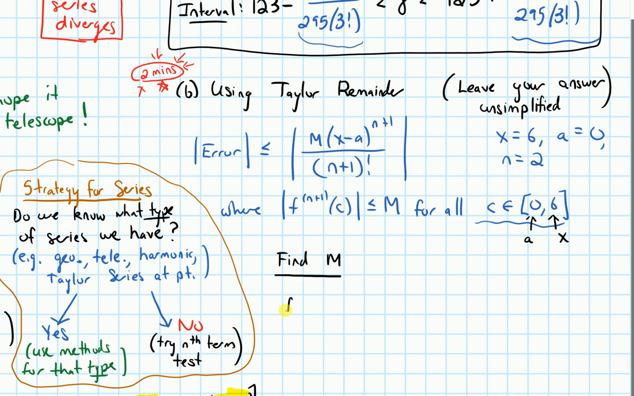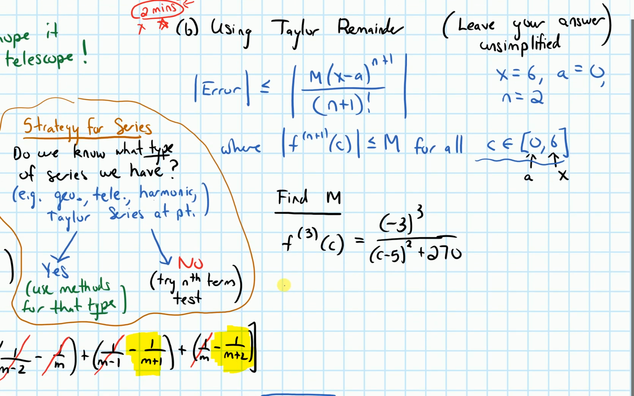Okay, so it was our third derivative. So once we plug in n, and we look at the n plus first derivative, we'll get the third derivative of f. The third derivative of f evaluated at c, the problem tells me, is negative 3 cubed over c minus 5 squared plus 270. So that's what the problem tells me it is. So now we need to take the absolute value of this third derivative evaluated at c.